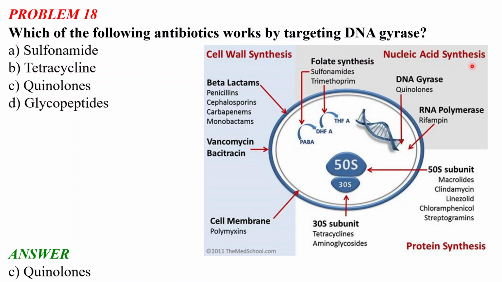Then in the case of nucleic acid synthesis, if it targets folate synthesis, we have trimethoprim and sulfonamides. So we have para-aminobenzoic acid to DHFA to THFA. The first step, para-aminobenzoic acid to DHFA, can be inhibited by sulfonamides, and DHFA to THFA can be inhibited by trimethoprim. DNA gyrase is inhibited by the quinolones and RNA polymerase by rifampin. So this is an overview of the several different antibiotics which act on different portions of the bacteria and which inhibit the growth or kill the bacteria.